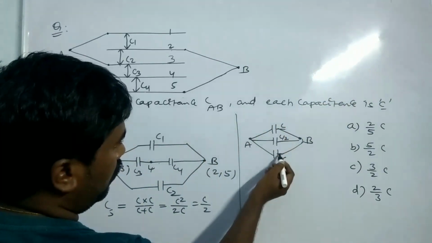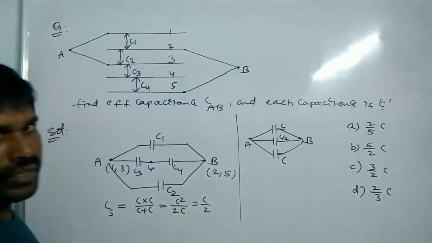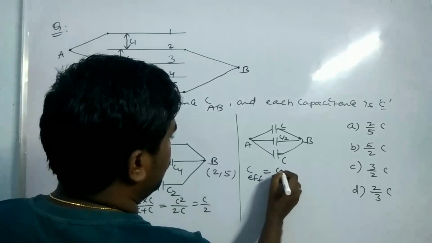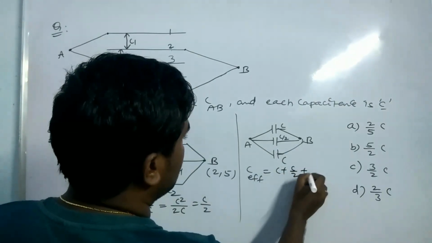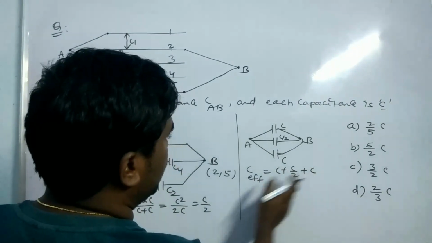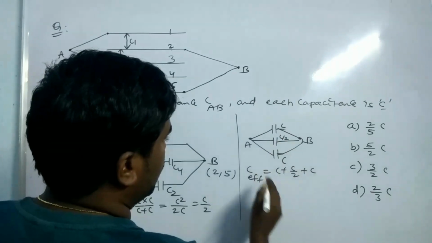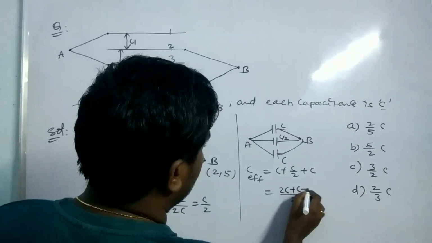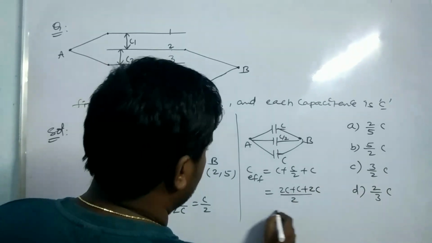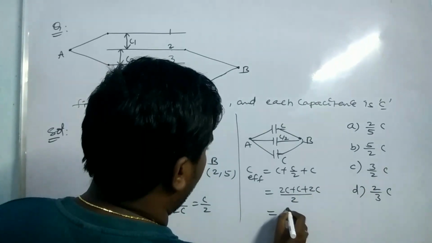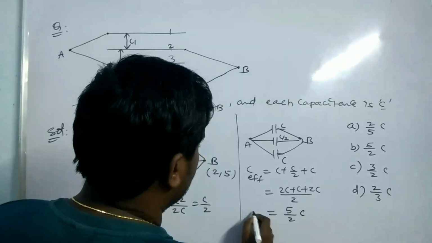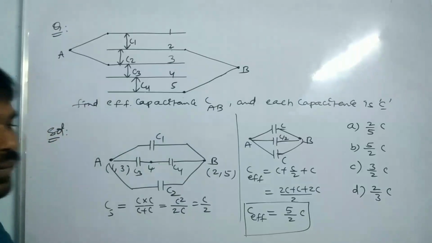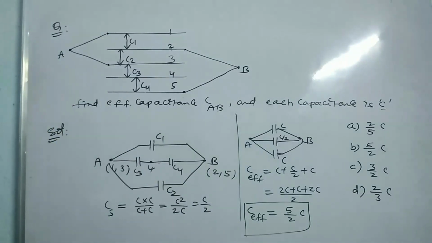These three look like a parallel combination. For the parallel combination, C effective is C1 plus C2 plus C3, that is C plus C by 2 plus C. Here 2 is the LCM, so it is 2C plus C plus 2C, which is 5 by 2 C. So C effective is 5 by 2 C.